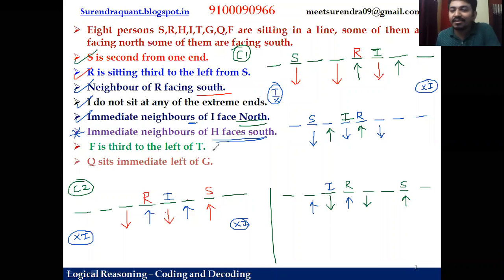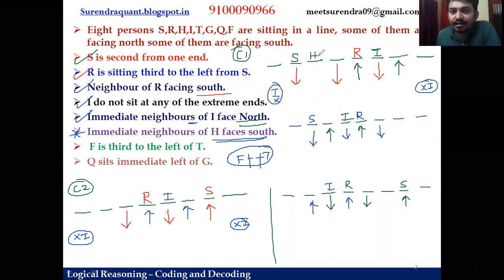F is sitting third left of T. If F is sitting third left of T, basically there are 2 persons between F and T. So in case I place H in any of these, H here. Okay, let us consider, guys. If I place H here, let's see what will happen.